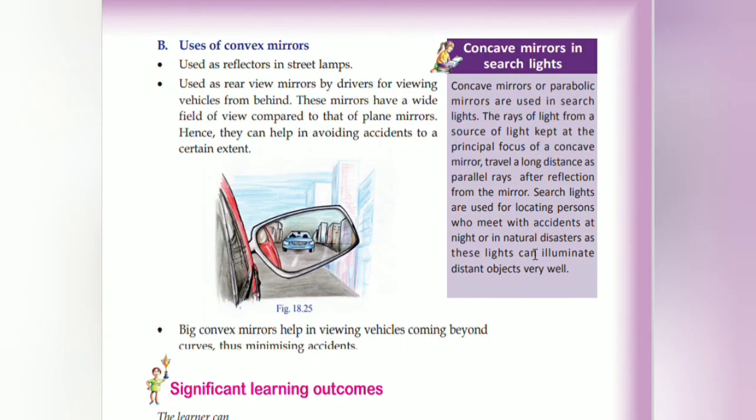Searchlight എന്തിനാണ്? Accidents ഒഴിവാക്കാൻ വേണ്ടിയിട്ടും and in natural disasters അല്ലേ. പ്രകൃതി ദുരന്ത സമയത്തൊക്കെ നമ്മൾ ഈ searchlights വെക്കാറുണ്ട്. Big convex mirrors help in viewing vehicles coming from beyond. അല്ലെ, വലിയ convex mirrors ഒക്കെ വെക്കാറുണ്ട് ചില റോഡിന്റെ corners, that is between the junctions, just to see whether any vehicle is coming from any other sides on both sides.